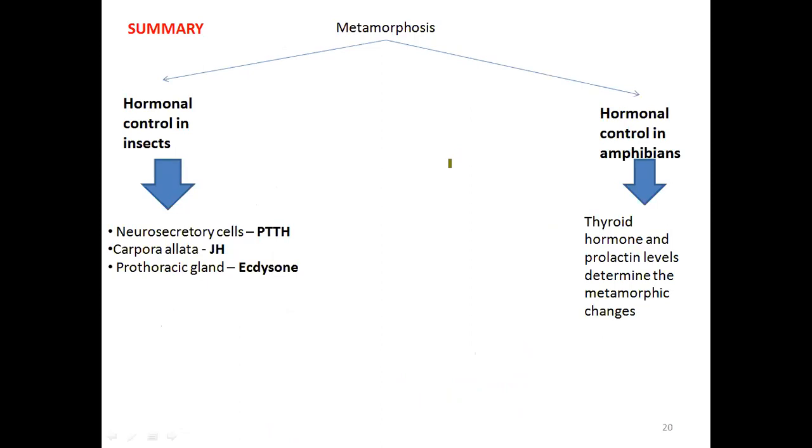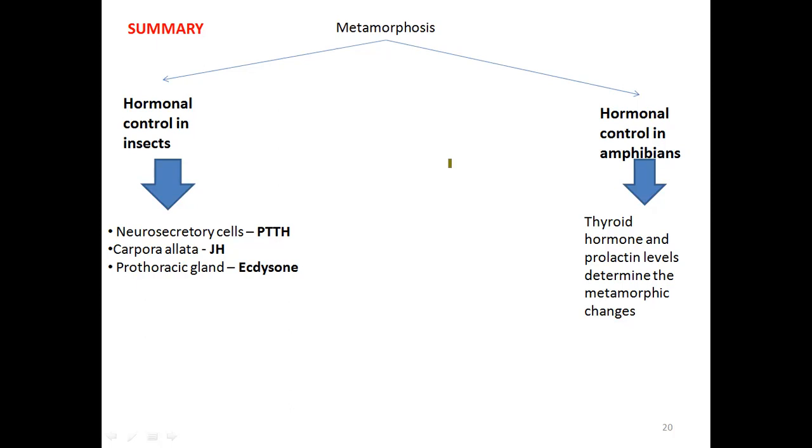Now, this is a summary where we have discussed the hormonal control of the metamorphic changes in insects and amphibians. Remember, in insects, the neurosecretory cells of the brain, corpora allata, and prothoracic glands produce PTTH, JH, and ecdysone. PTTH stimulated the prothoracic gland, which produced ecdysone and brought about molting, and JH maintained the larval characters and regulated the qualitative changes that have to occur in the larva to become an adult.